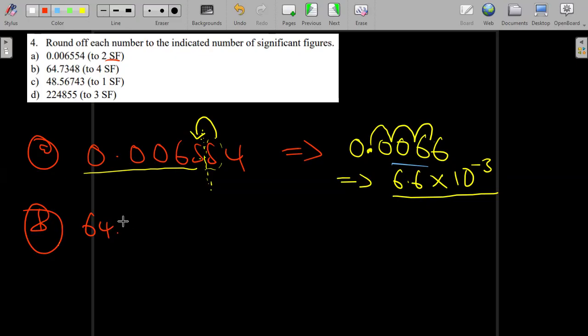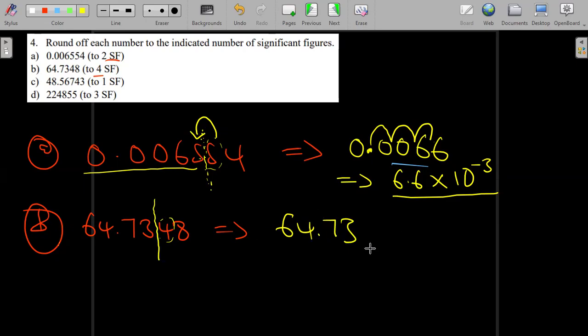64.7348. They're saying we express this number to 4 significant figures. So 4 significant figures, I'm going to come here. I'm going to ask myself, is this number greater than or equal to 5, or is it less than 5? We see that 4 is less than 5. So we're not going to add anything to this. When we round this off, it's just going to be 64.73. So this number here has 4 significant figures.